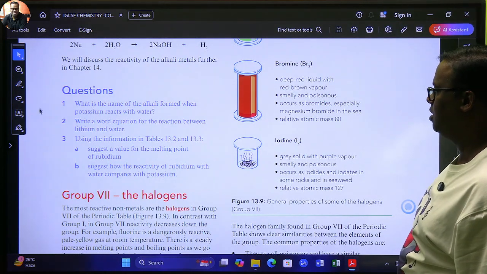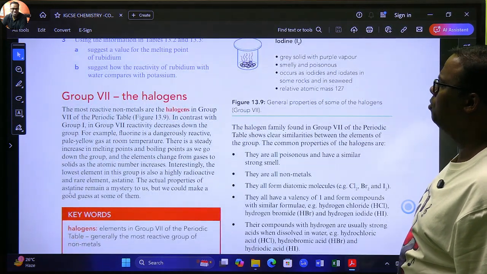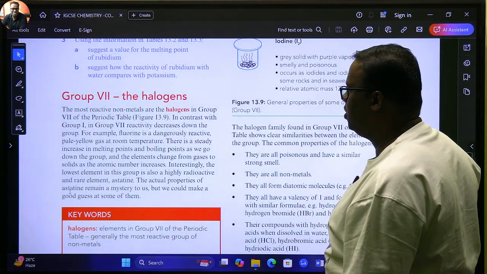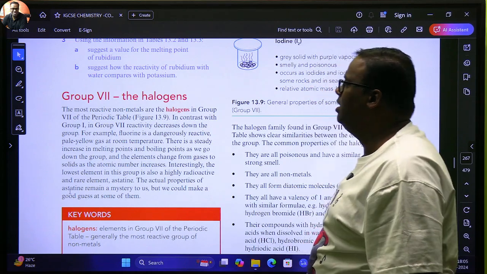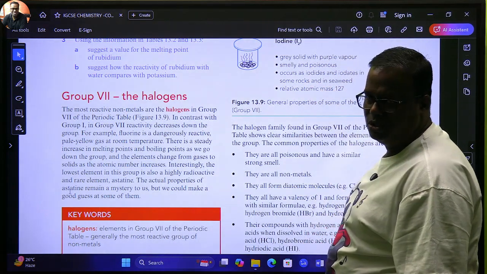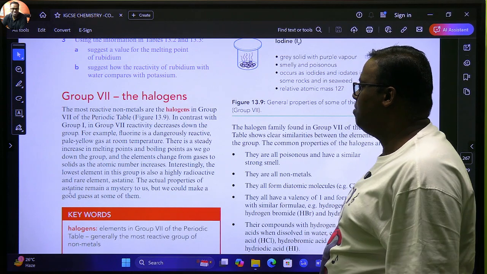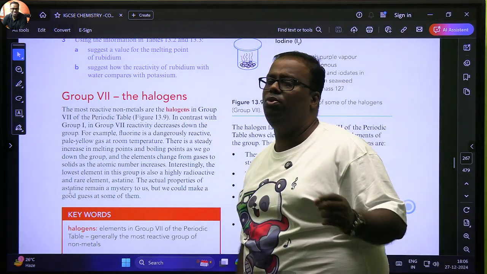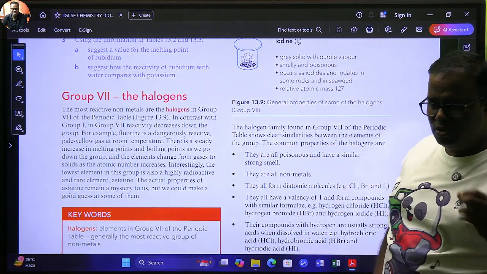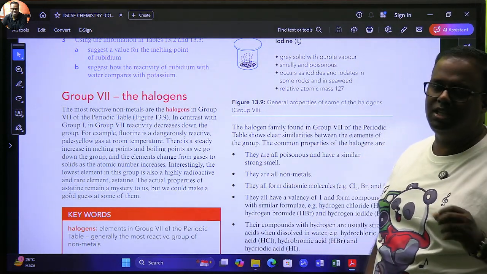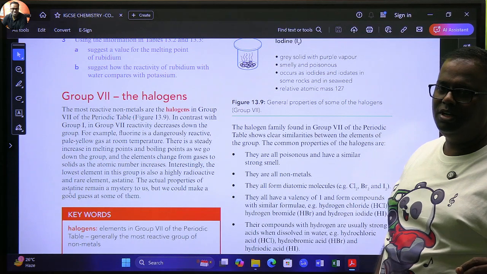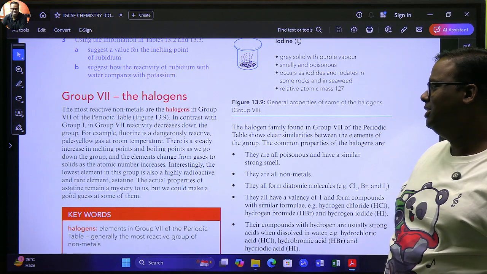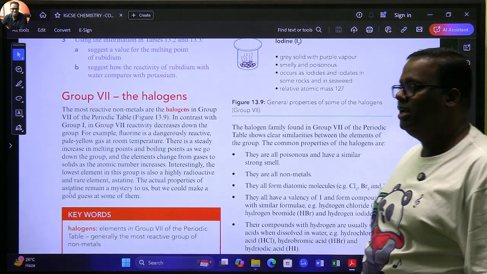So let's go. Group 7, the most reactive non-metals are the halogens in group 7 of the periodic table. In contrast to group 1, group 7 reactivity decreases down the group. We have covered that. Okay. For example, fluorine is a dangerously reactive, pale yellow gas. Note down this: fluorine, pale yellow gas. You will forget by the time the exam happens, and that's quite natural. But you should know that with fluorine, a gas color is associated right now. Pale yellow gas at room temperature.